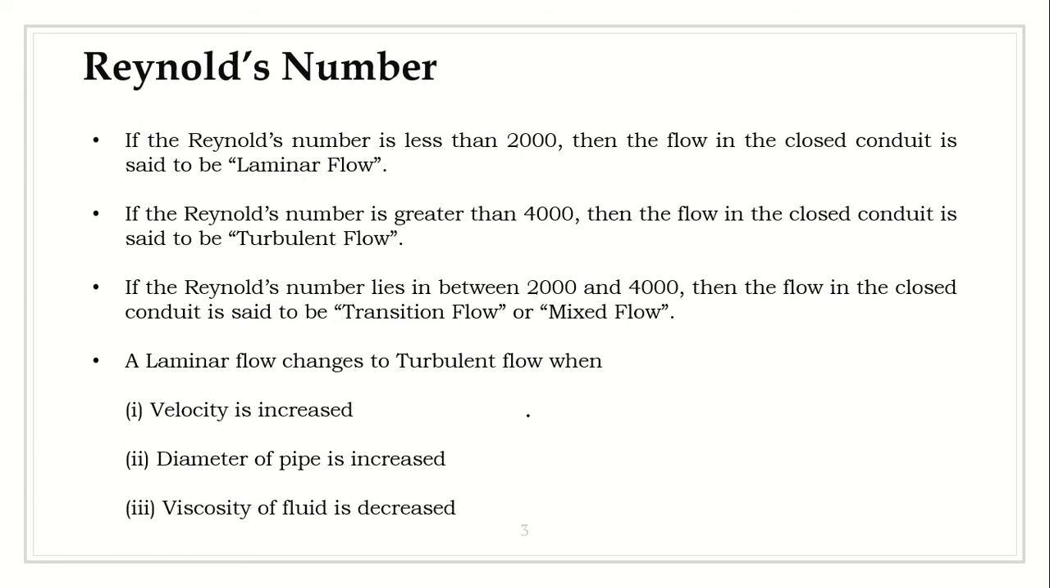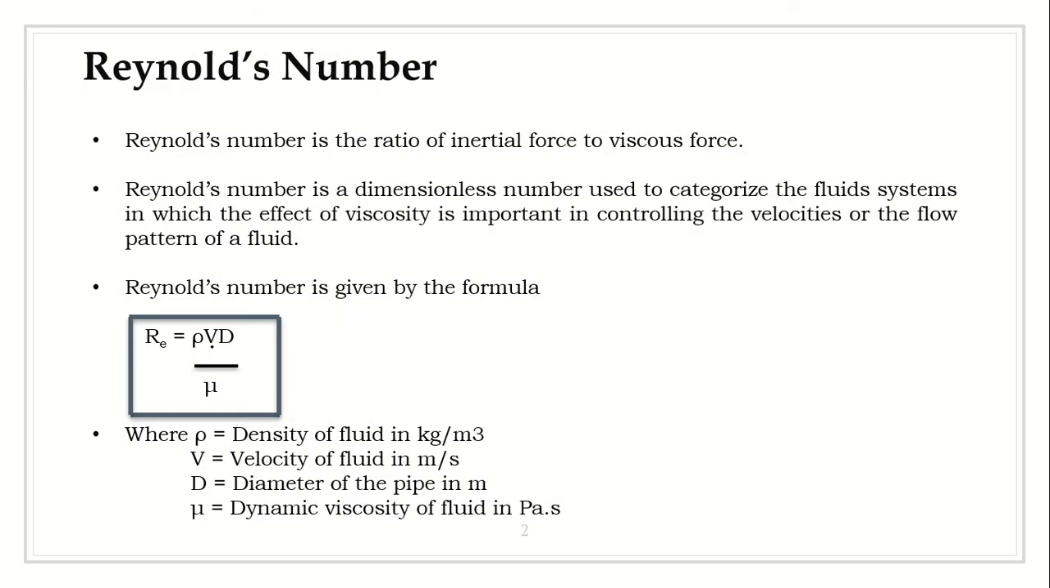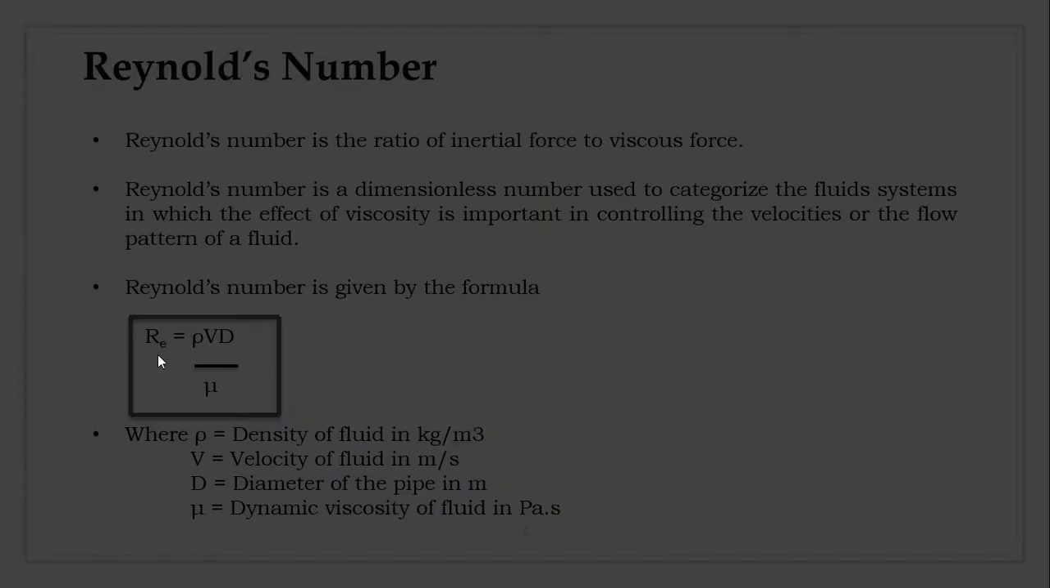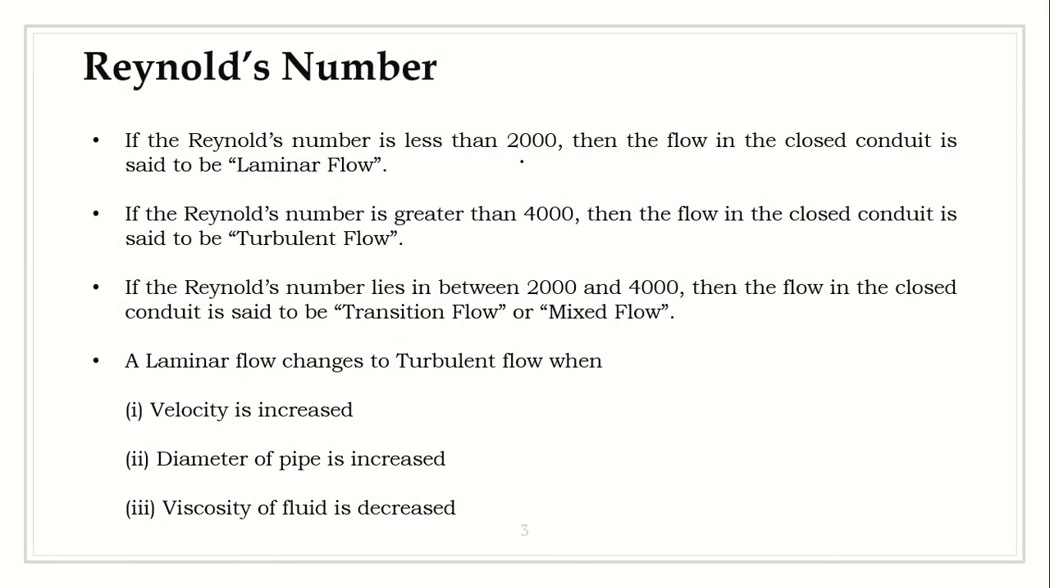Here I'm talking especially about pipe flow. In pipe flow, if Reynolds number is less than 2000, then that flow is called laminar flow. Means after substituting the values of rho, V, D and mu, if your value of Re comes to be less than 2000, then that flow will be called a laminar flow. And if the Reynolds number is greater than 4000, then that flow is said to be turbulent flow. Similarly, if your Reynolds number falls between 2000 and 4000, say you got 3200, it is called transition flow or mixed flow. Means it is not purely laminar, not purely turbulent.